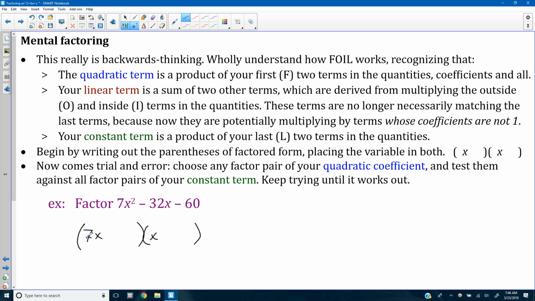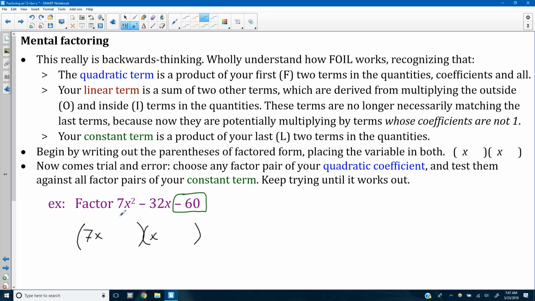And test these values against all factor pairs of your constant term. By that, I mean I'm going to mentally be FOILing with pairs of values that I'm going to try plugging into here and here until my solution works. Keep trying until it works out. Now, there will be factors of my constant term. So now I'm just going to pick factors of negative 60, and I'm going to try them and FOIL out these until I get a negative 32x with my inside terms.